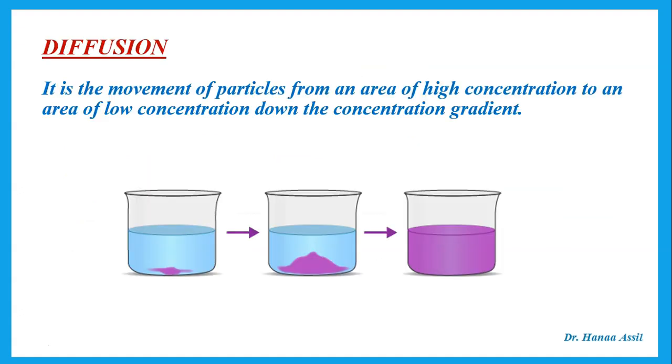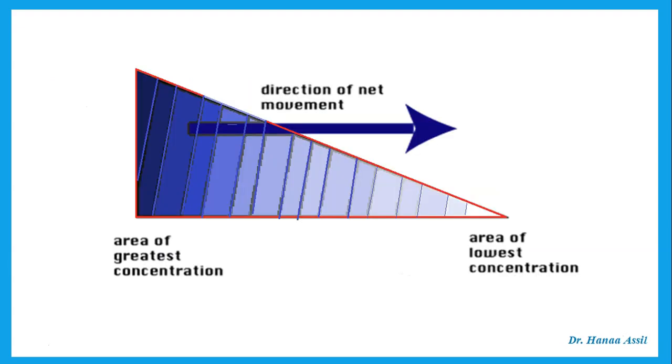Diffusion, the process of diffusion, is movement of particles from an area of high concentration to an area of low concentration, down the concentration gradient. What is a concentration gradient? It's the gradual change in concentration from where there is a lot to where there is less.